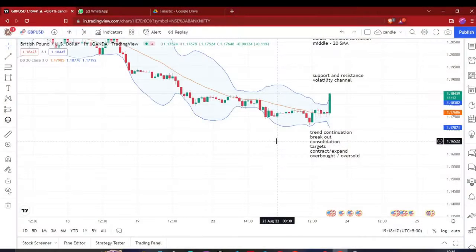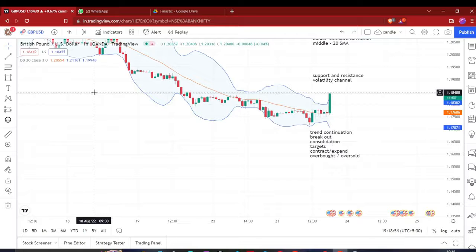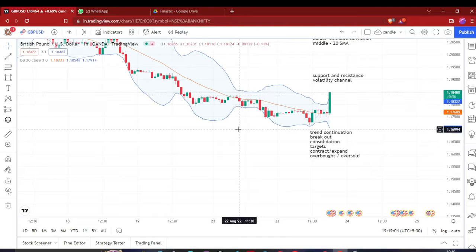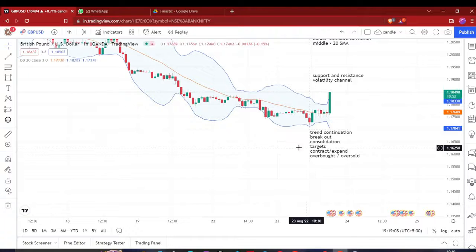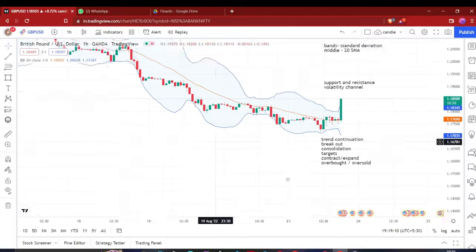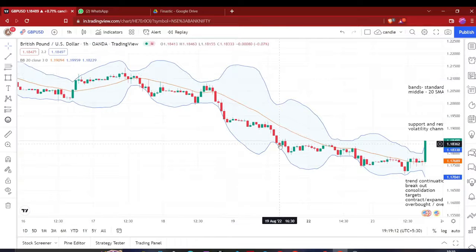There are a few things people use this indicator for. One is to identify trend continuation, if the trend will stay intact or it will stop and reverse. Other is finding breakouts. Third is consolidation, if the market or the price will consolidate in between a zone. The fourth one is the contractions and expansions.